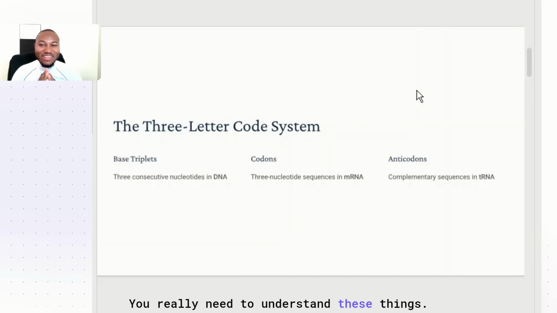You really need to understand these things. So base triplets is DNA, codons is mRNA, anticodons is what? tRNA. So you should know what they're asking.